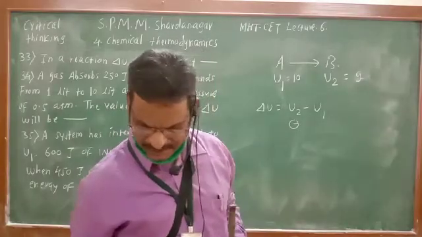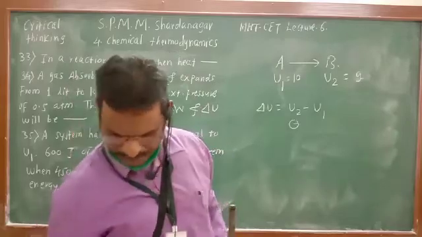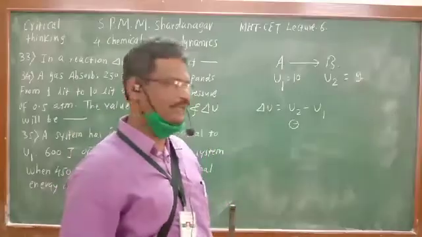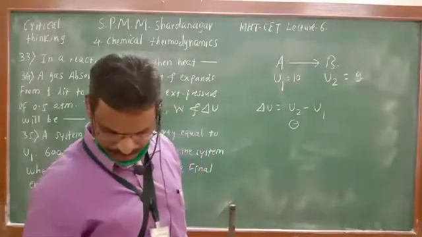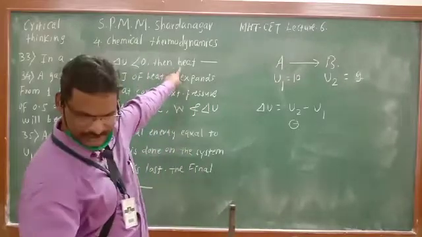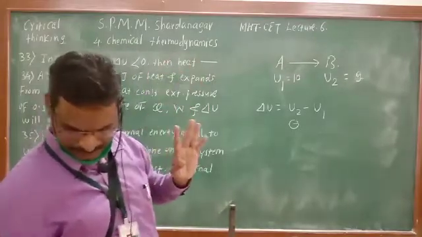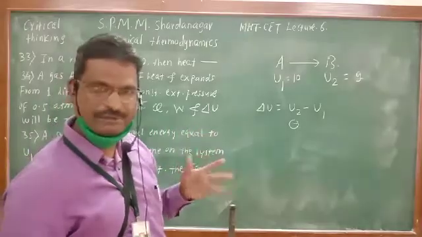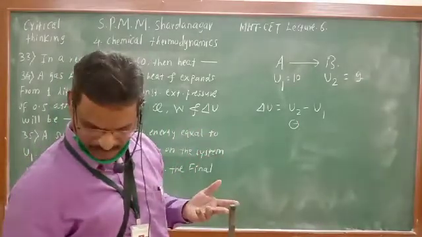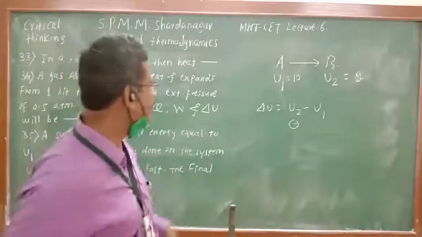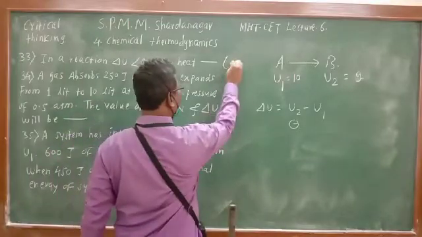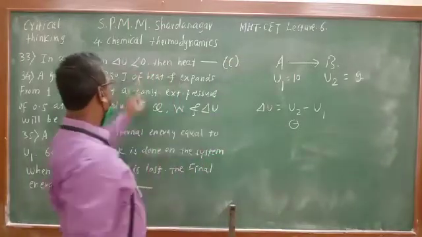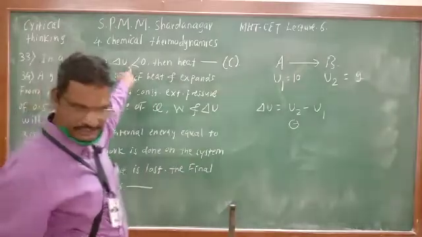Now see the options. They have given 4 options. Option A, change is 0, meaning heat change is 0, that is wrong. Second, heat is absorbed, that is also wrong. Third, heat is evolved, now that is correct. In that process, heat is evolved whenever delta U is less than 0.